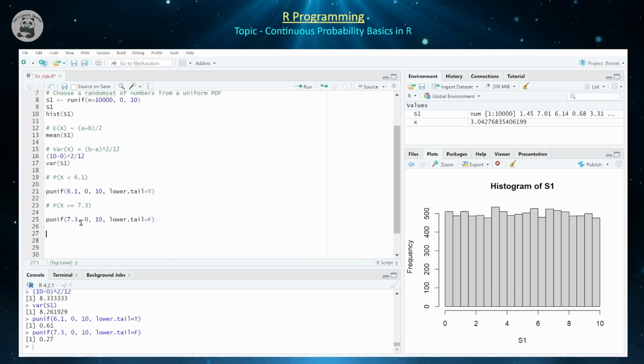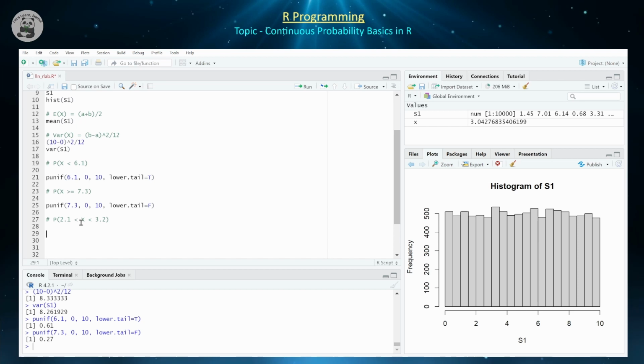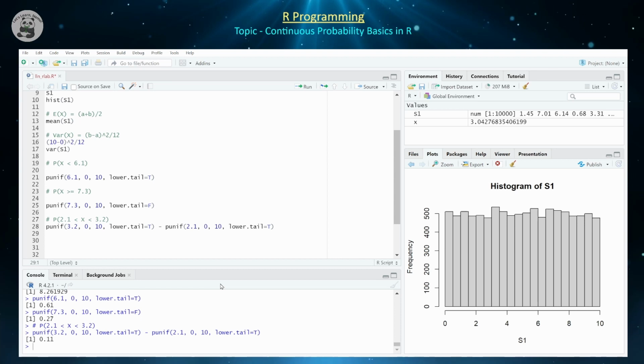And obviously, if we want to do something like the probability that 2.1 is less than x is less than 3.2, you can do an upper probability minus a lower probability, like we typically do in calculus. For example, you can do p unif of 3.2, 0, 10, lower tail equals true, minus p unif of 2.1, 0, 10, lower tail equals true. They should match, either both true or both false. And that gives us the probability of interest.